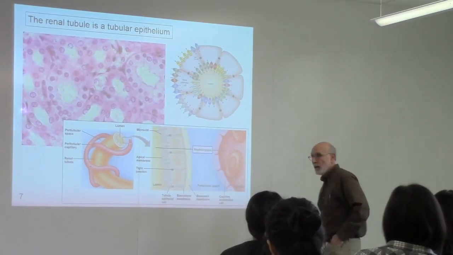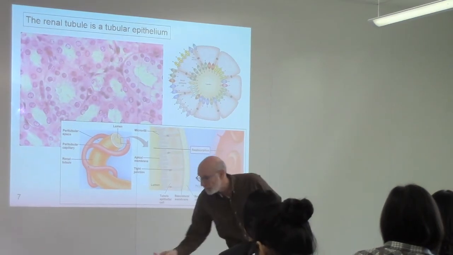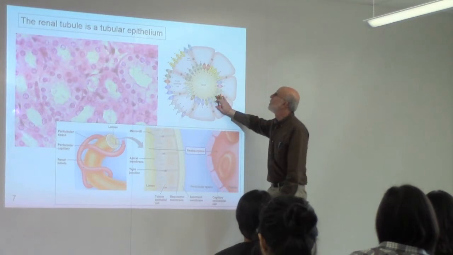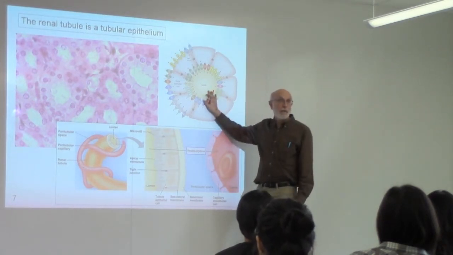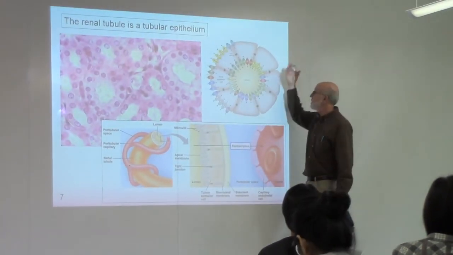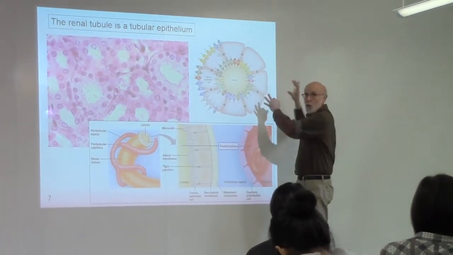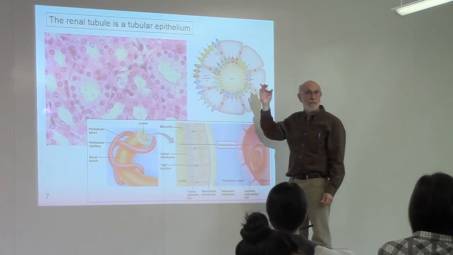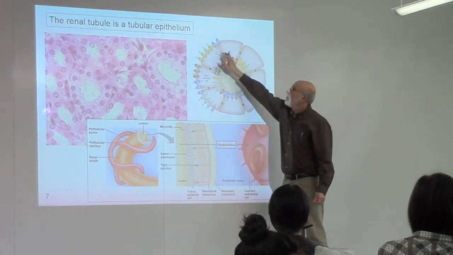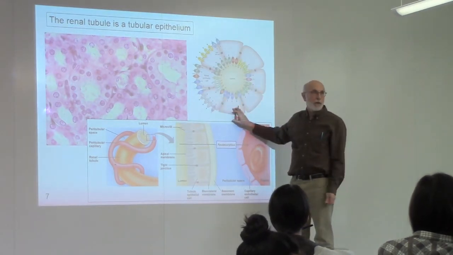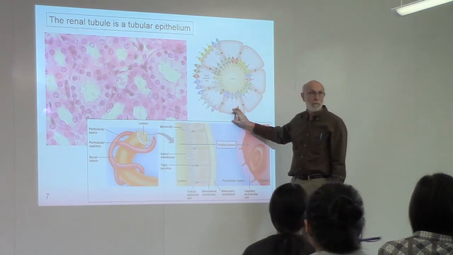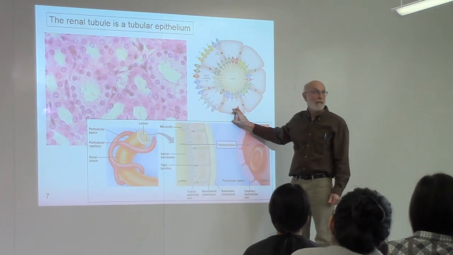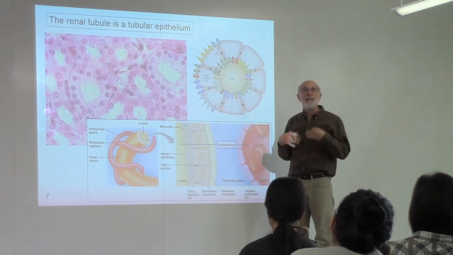So, here is a cartoon, a generic cartoon of a tubule in cross-section. Right? So this is a tube coming out of the board, and we're cutting it in cross-section. What are these things in this cartoon? They're cells, epithelial cells. So this is an epithelium.